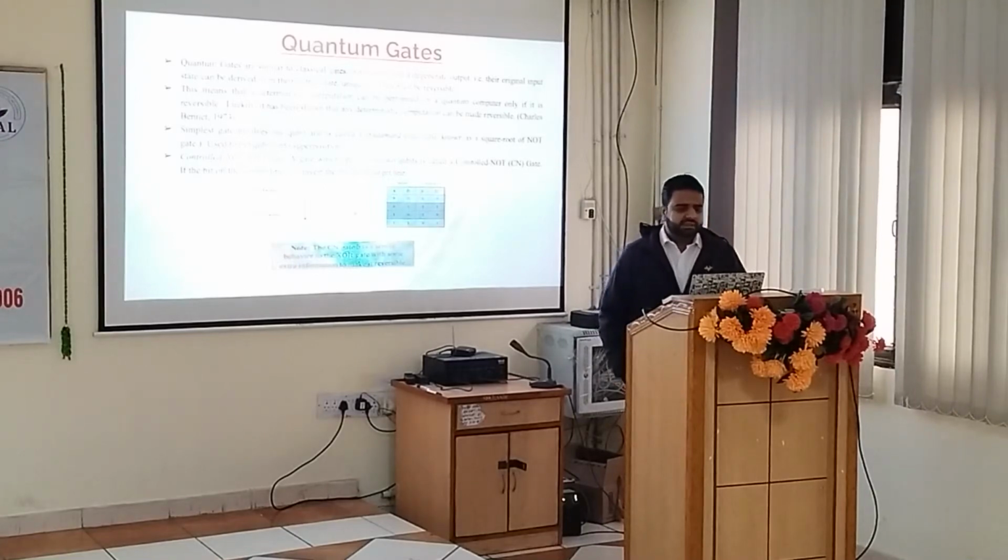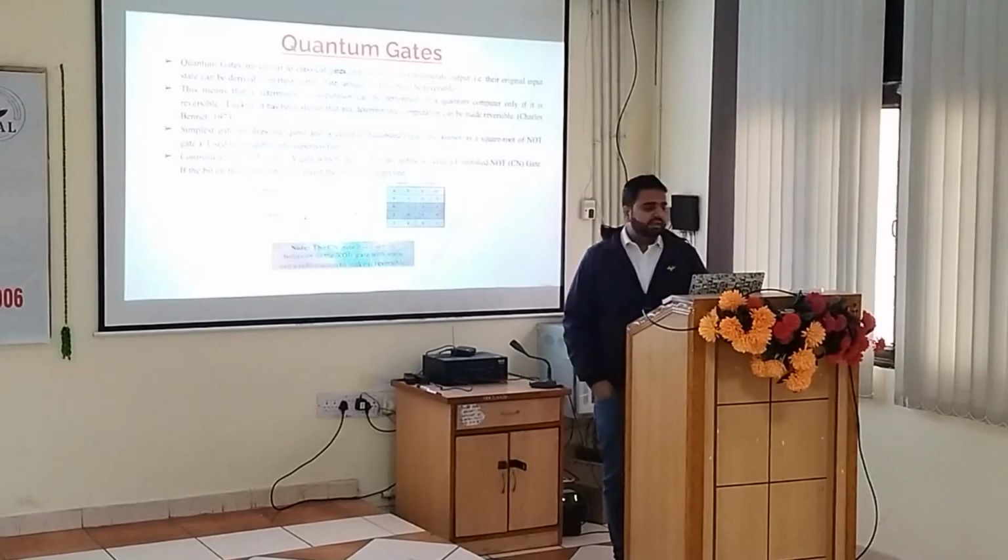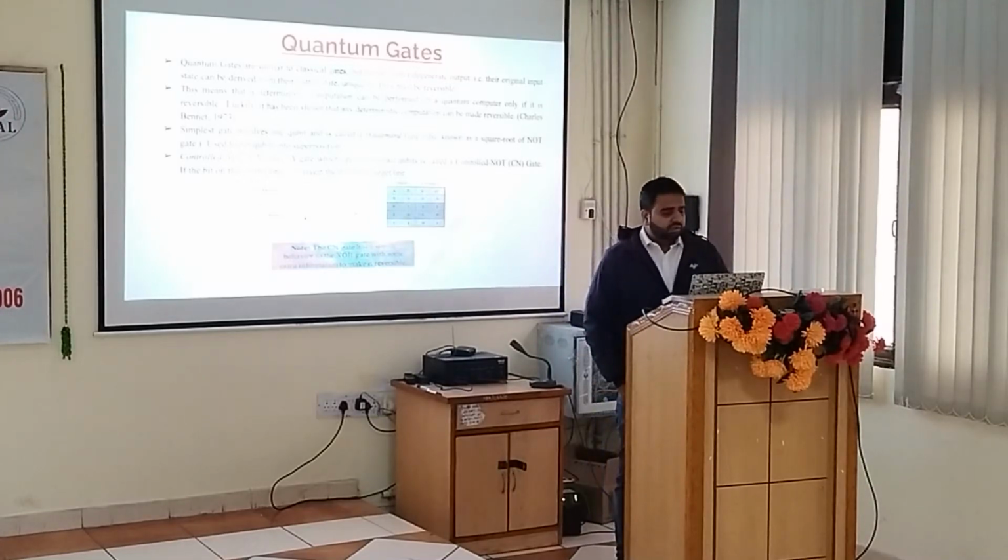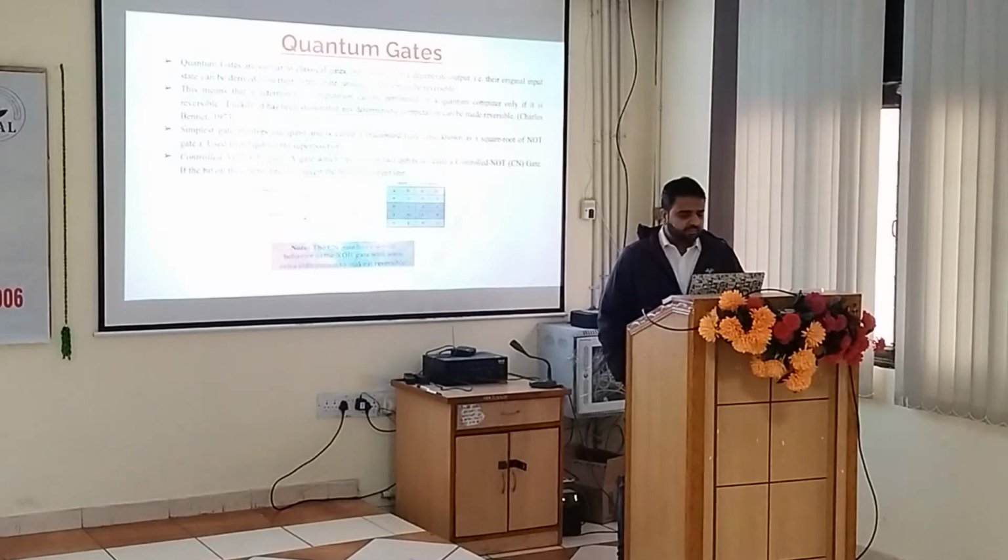basically similar to the classical gates, but they do not degenerate output. That is, their input state can be derived from the output state uniquely. They must be reversible. This means that deterministic computation can be performed on a quantum computer only if it is reversible. The simplest gate involving one qubit is known as the Hadamard gate. Then we are having the controlled NOT gate.